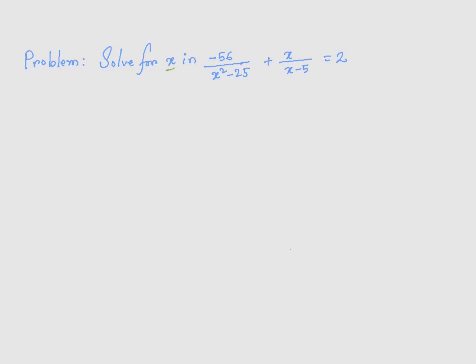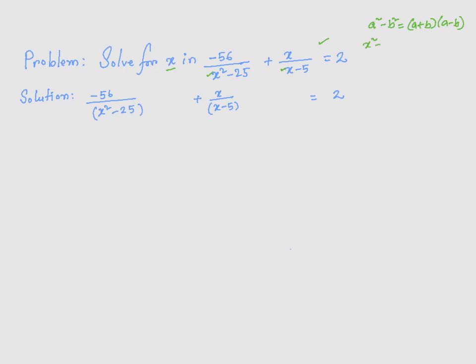In this video, I am going to solve for x in this given equation. In order to solve for x, we just need to get rid of these denominators. Remember, x squared minus 25 could be simplified by using the difference of squares formula. Remember, a squared minus b squared is equal to a plus b times a minus b.